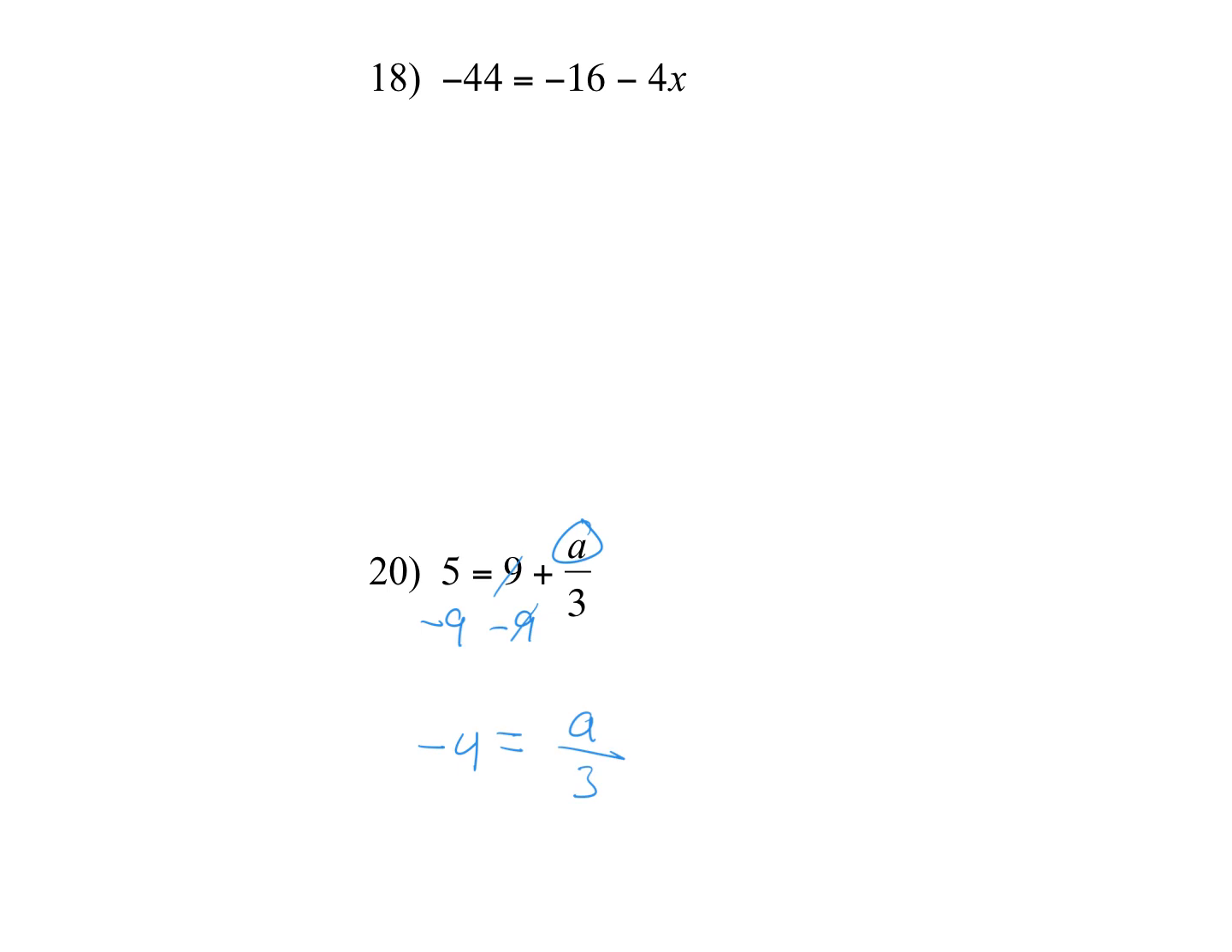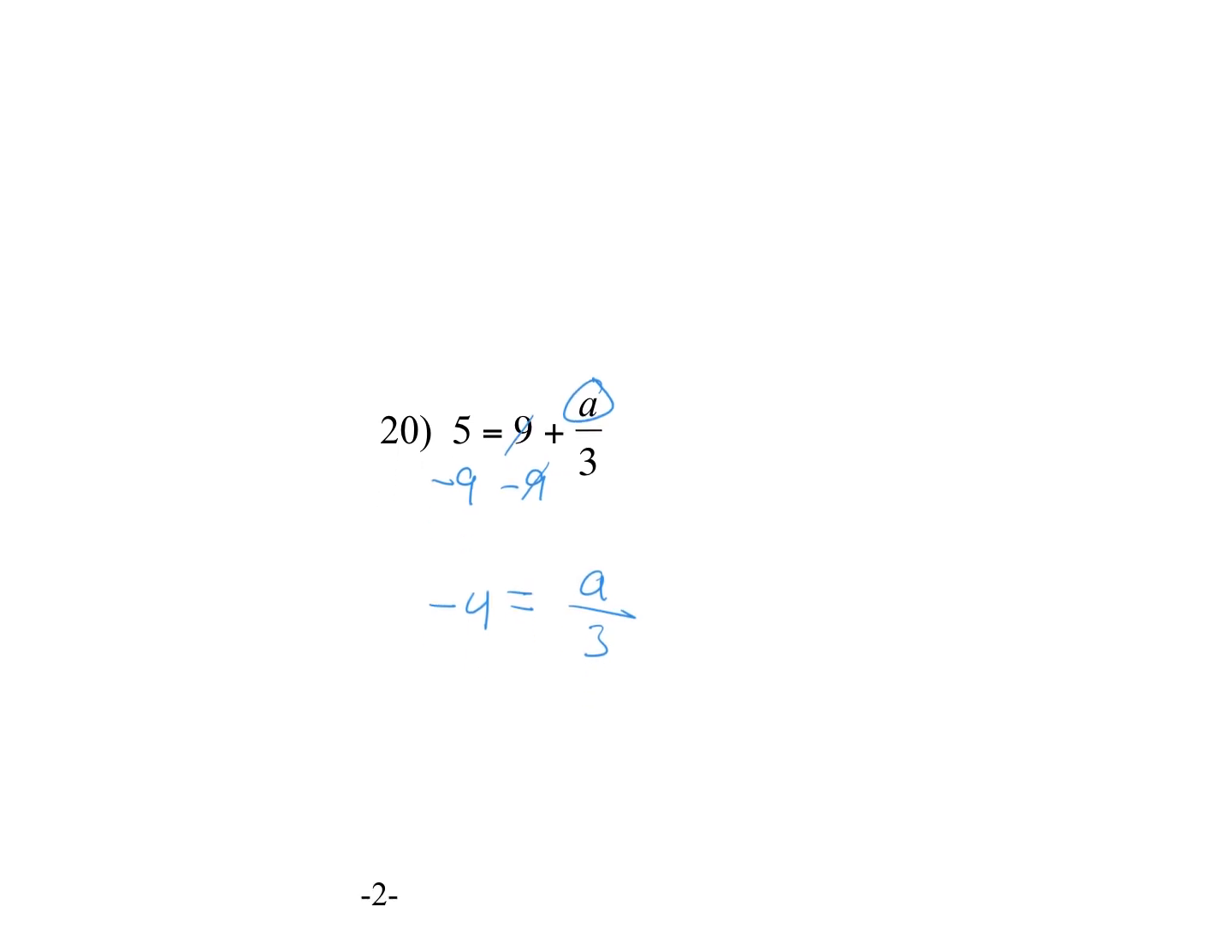Alright, and then now we have a divided by 3 equals negative 4. So to get rid of this 3 on the bottom, we want to multiply by 3. To get rid of dividing by 3 is multiplying by 3. And then the 3 and the 3 go away, you can cross it out. And then you get 3 times negative 4 is negative 12. And then that's your answer.